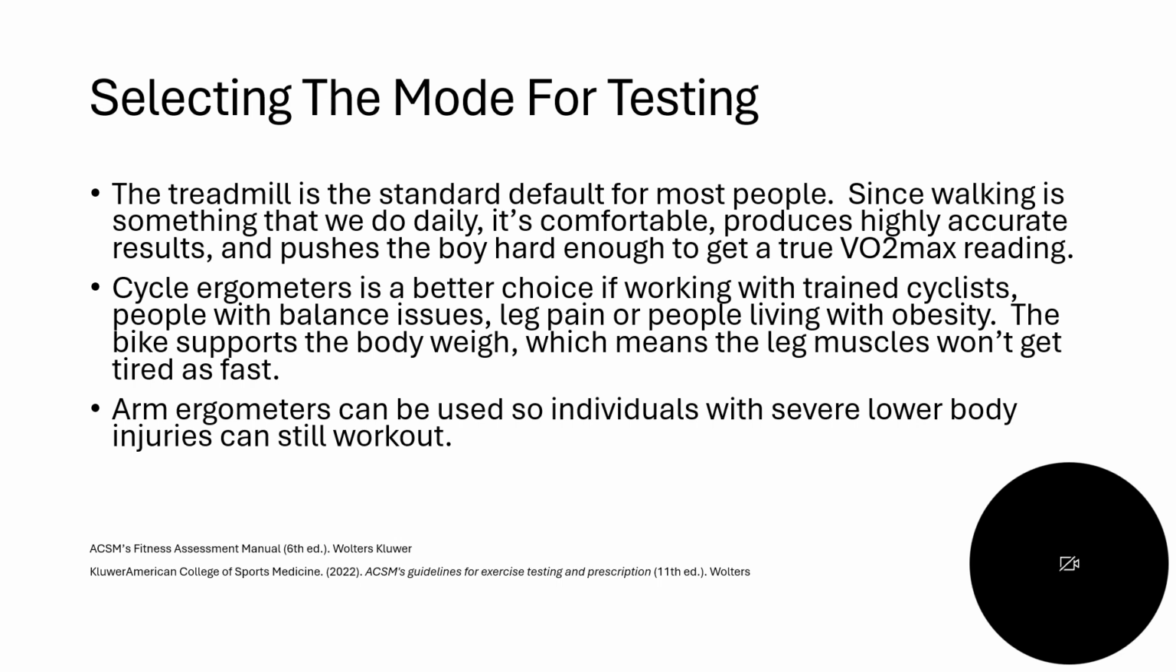Cycle ergometers are a better choice if you're working with trained cyclists, people with balance issues, leg pain, or people living with obesity. And the rationale behind that is that the bike supports the body weight, which means the leg muscles won't get tired as fast. And arm ergometers can be used so individuals, even those with severe lower body injuries, can still get a good workout.